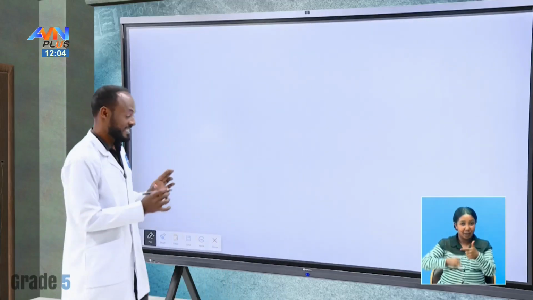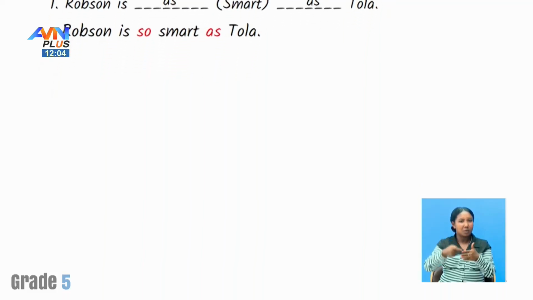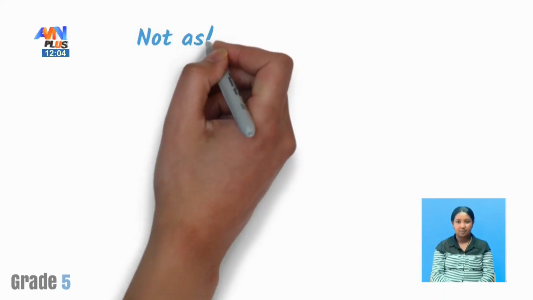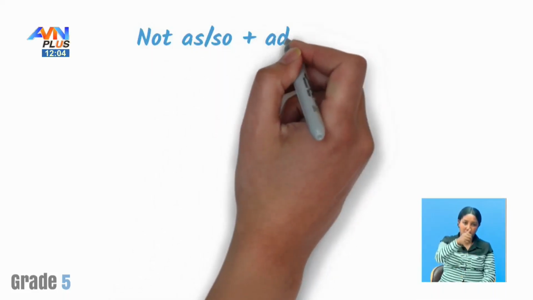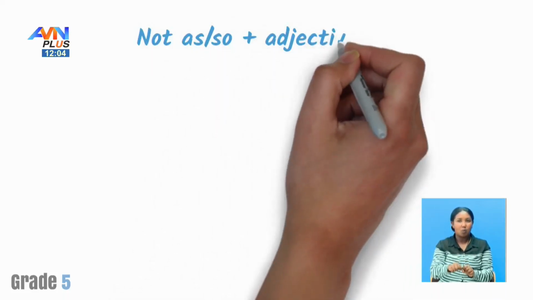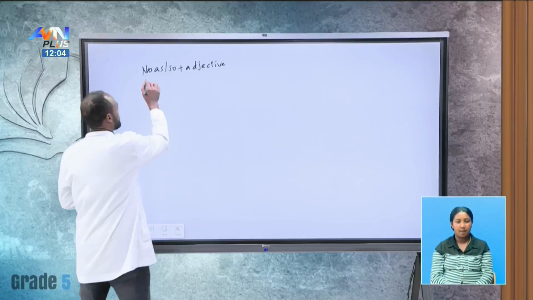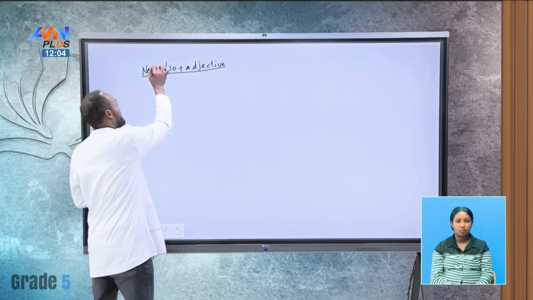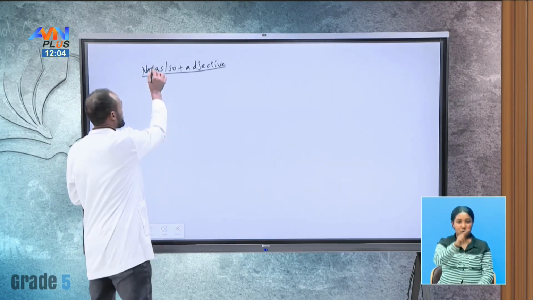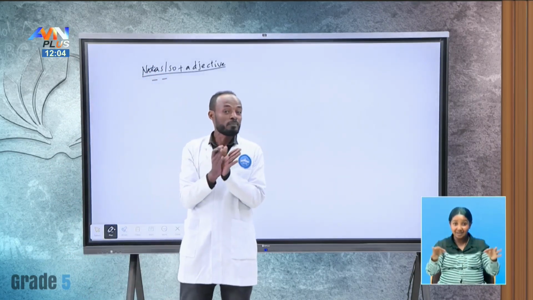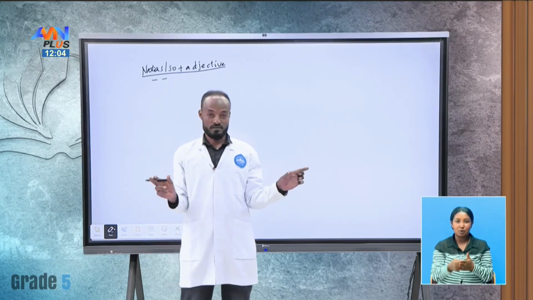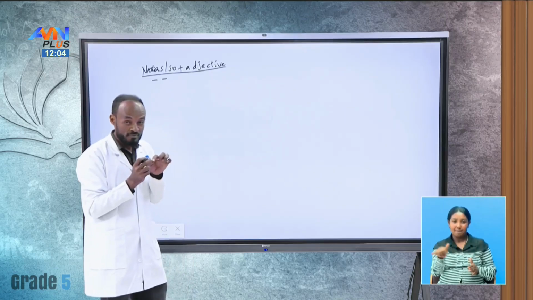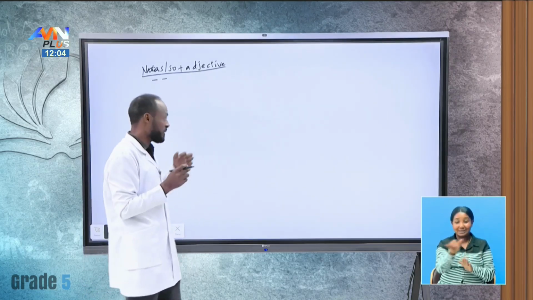The next point is, what if not as or so plus adjective? Students, in this sentence, we're talking about two persons, if they are not the same. Okay? If they are not the same in comparative forms.